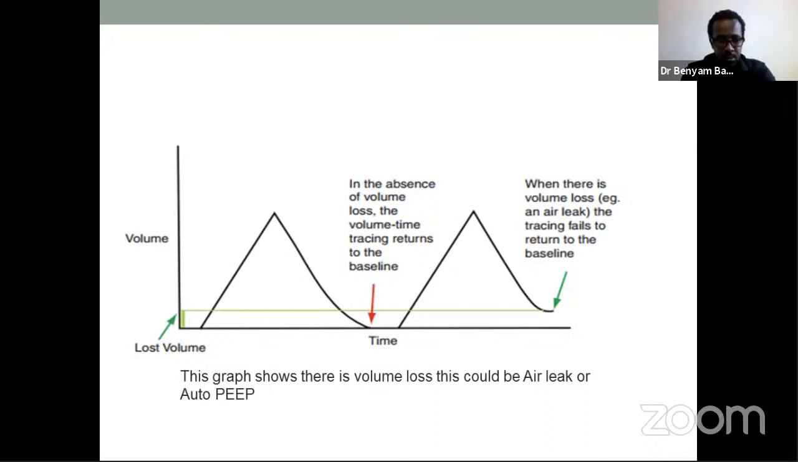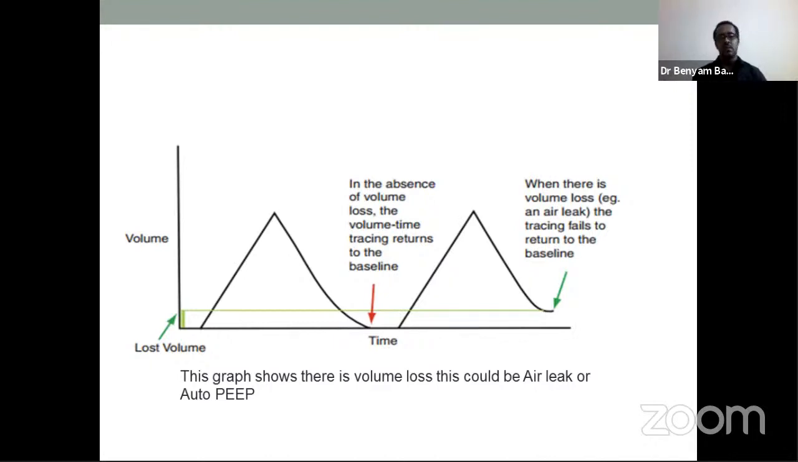And if you are using the flow time scala, we'll again be able to see if there is any auto PEEP, if the expiratory phase fails to reach the baseline, or if there is any airway resistance. So the peak expiratory flow will be a bit lower, and the exponential decay will be a bit curved during expiration. We also said we can see air trapping, or if there is any air leak, and we can also see the bronchodilator response.